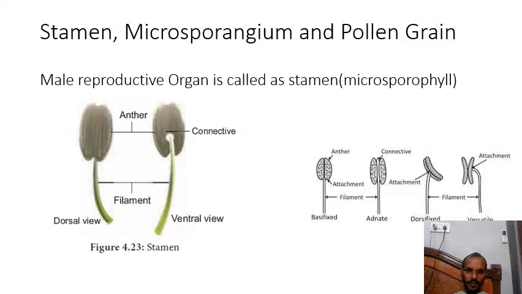It is also known as microsporophyll. Why microsporophyll? The microspore and phyll, phyll meaning leaf-like, so it is known as microsporophyll. The spores will be present here. On the basis of fixation of anthers with the help of filaments, it is divided mainly into four types: basifixed, adnate, dorsifixed, and versatile.